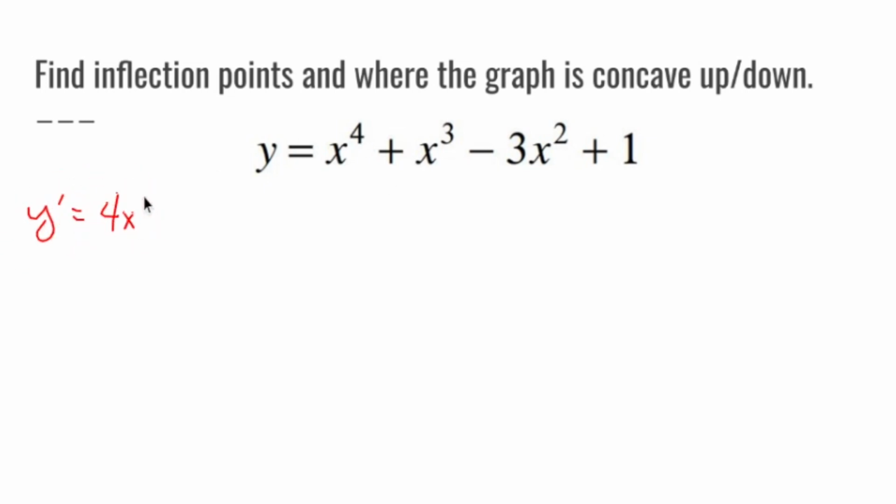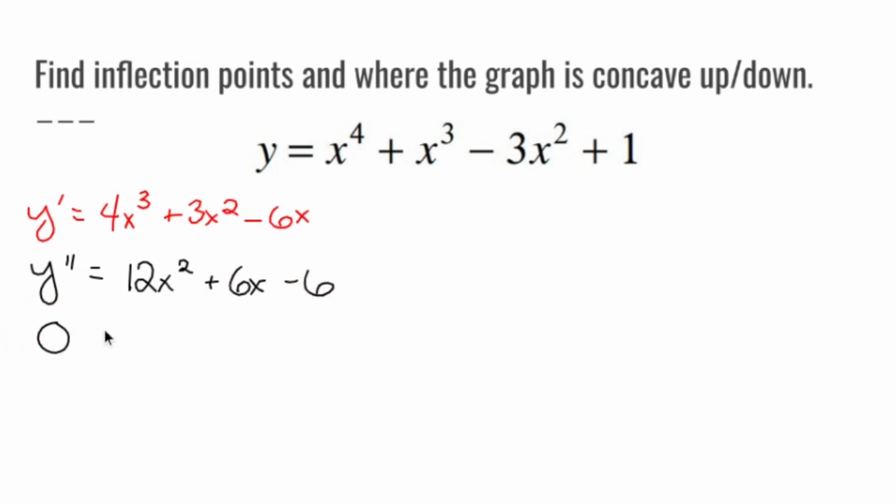First things first, the first derivative: bring down that 4, make it x cubed. Bring down that 3, make it x squared. Bring down that 2, multiply it by negative 3, giving me negative 6x to the first, and the constant becomes 0. So that's the first derivative. The second derivative turns that 4 into a 12, 12x squared, and that into a 6. So we get 6x minus 6.